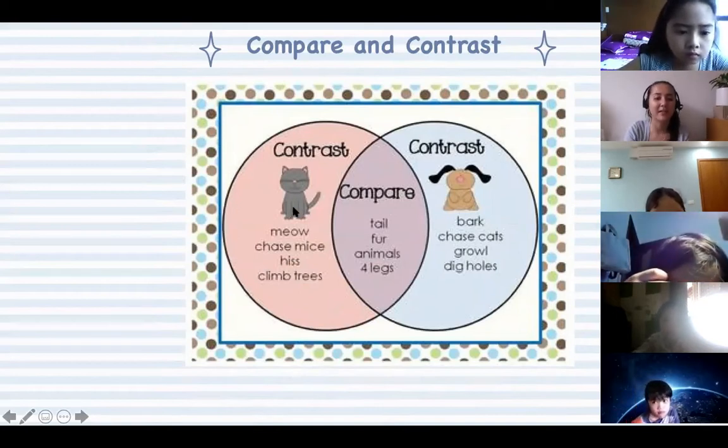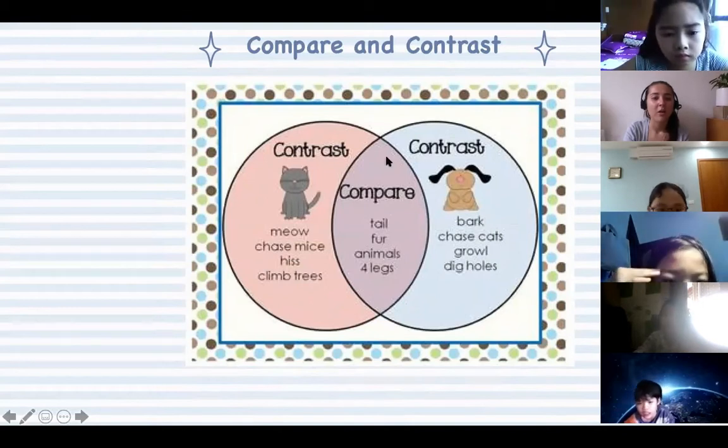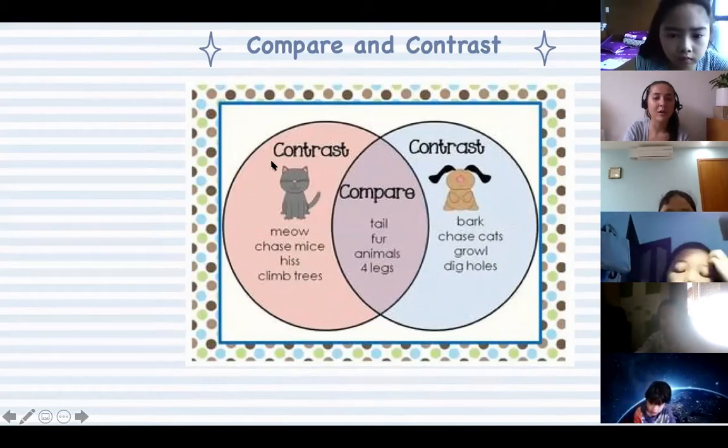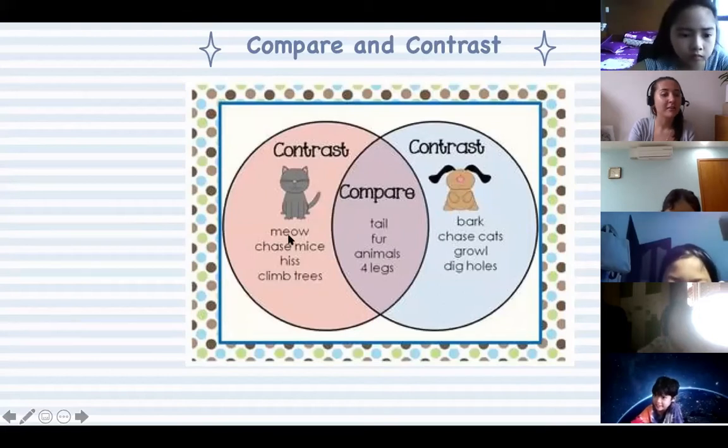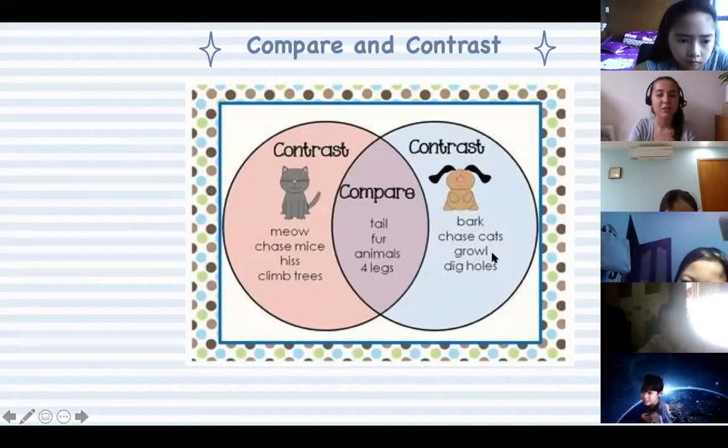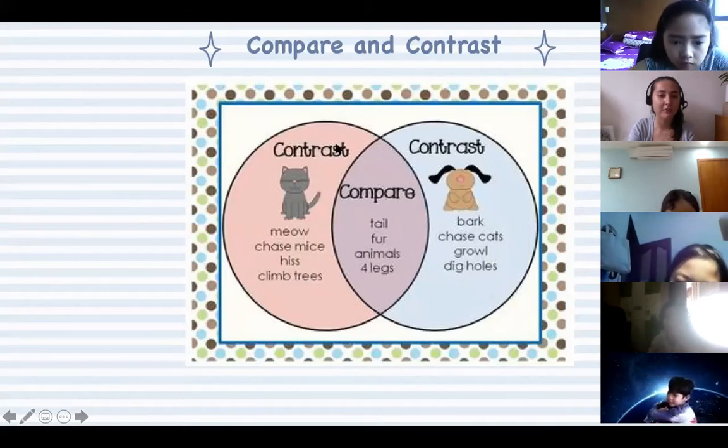Here we have a cat and a dog. In these two circles, we are contrasting. What that means is we're talking about how they are different. For example, cats meow, cats chase mice, cats hiss, cats climb trees. Dogs bark, dogs chase cats, dogs growl, and dogs dig holes. Cats and dogs are different in these two circles.